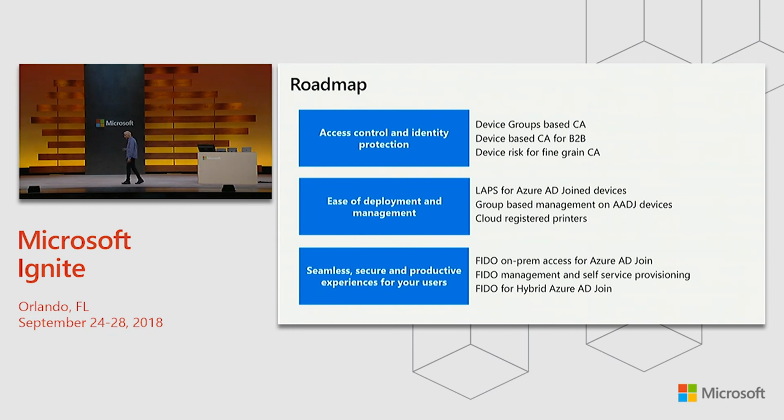And lastly, FIDO for hybrid Azure AD joined devices. So our current strategy is focused around shared scenarios, first-line workers, where we expect those devices to be Azure AD joined. But we also want to make sure for devices that are hybrid Azure AD joined, and if there's a need to enable FIDO authentication for those devices, we support that scenario as well. So that's sort of what's on our roadmap. I have a couple more slides.